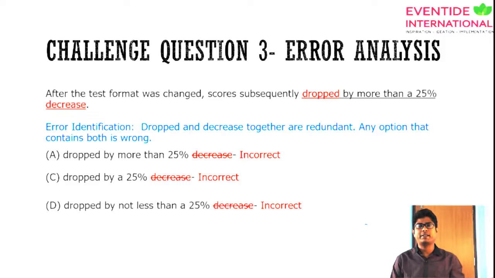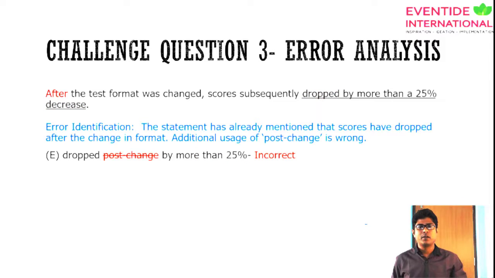If you go to the next stage, let's find if there are other options that contain redundant words. Option E states, after the test format was changed, scores subsequently dropped post change by more than 25%. Again, you have already used the word "after," so you don't need to use the words "post change" in this option. Hence, option E is also wrong.